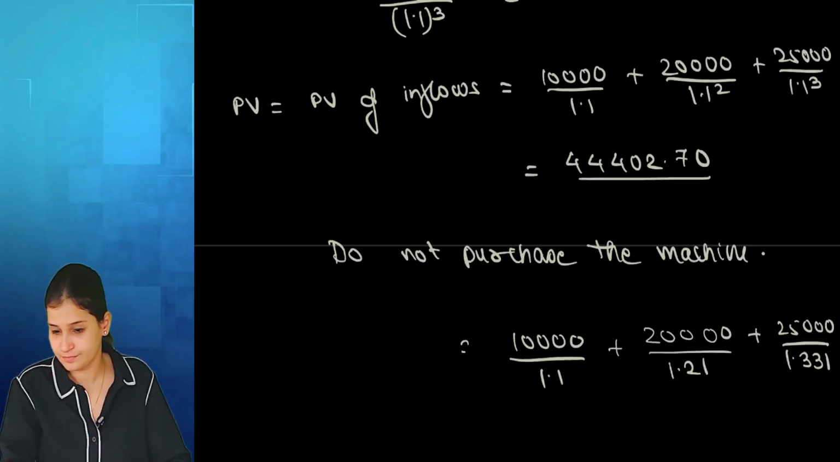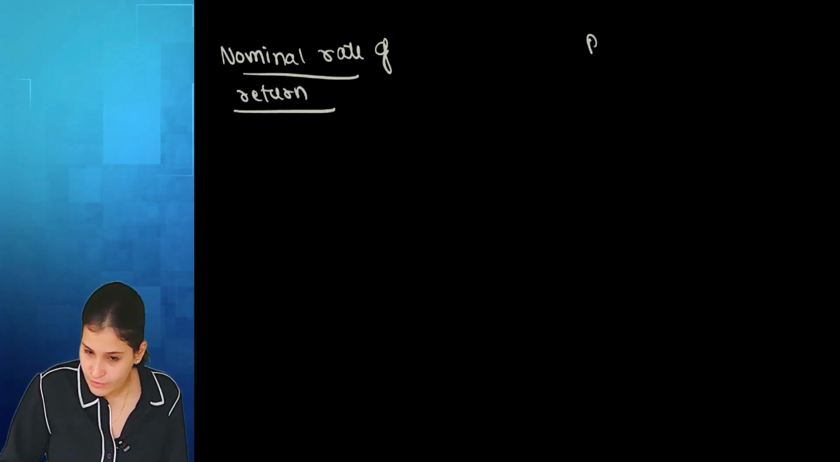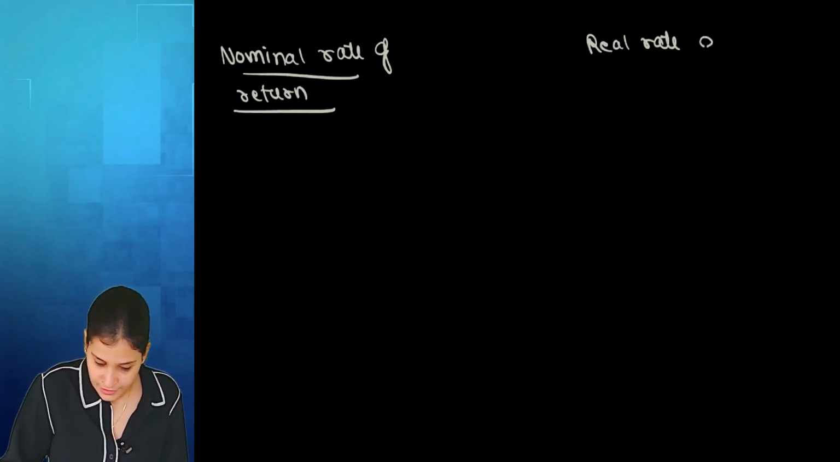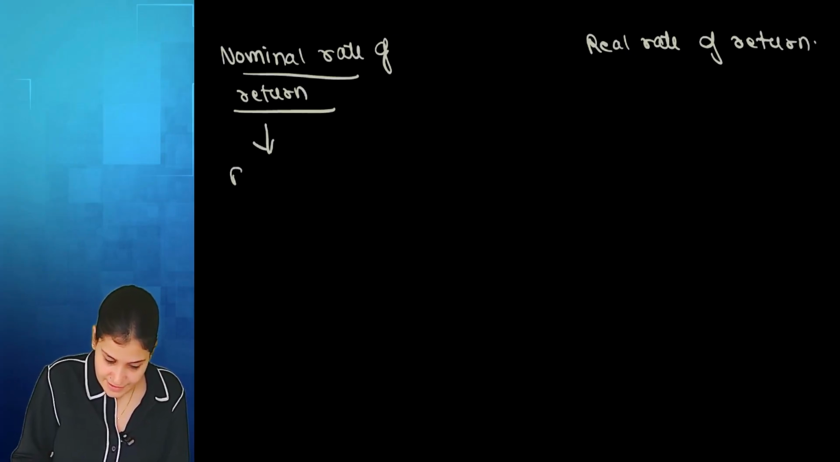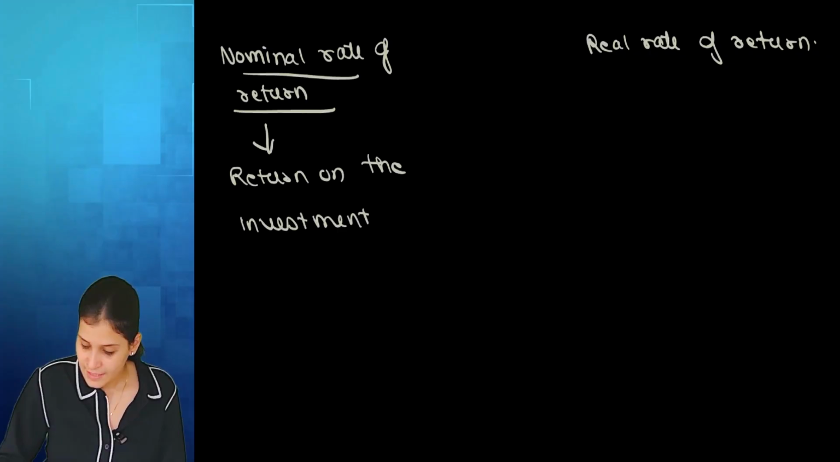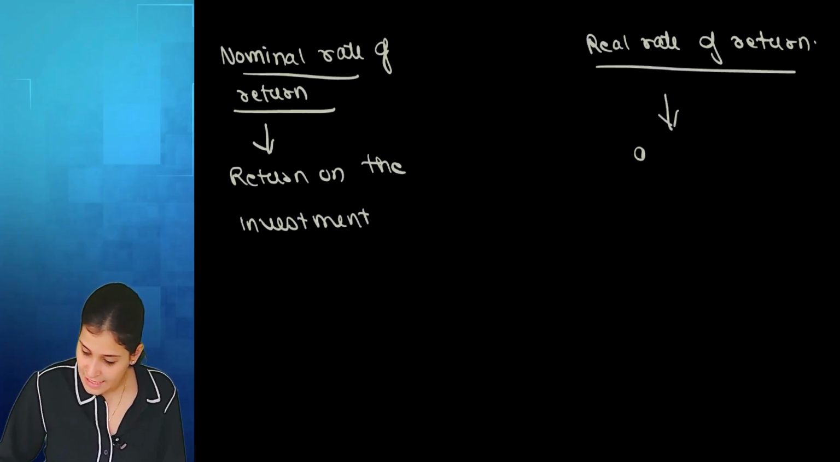Now a small theory point. There are two types. Earlier we talked about growth rate, so it's just different terminology. Nominal rate is the rate that is given to us. And now what I'm teaching you is the real rate of return. Real rate of return is basically the return on the investment.